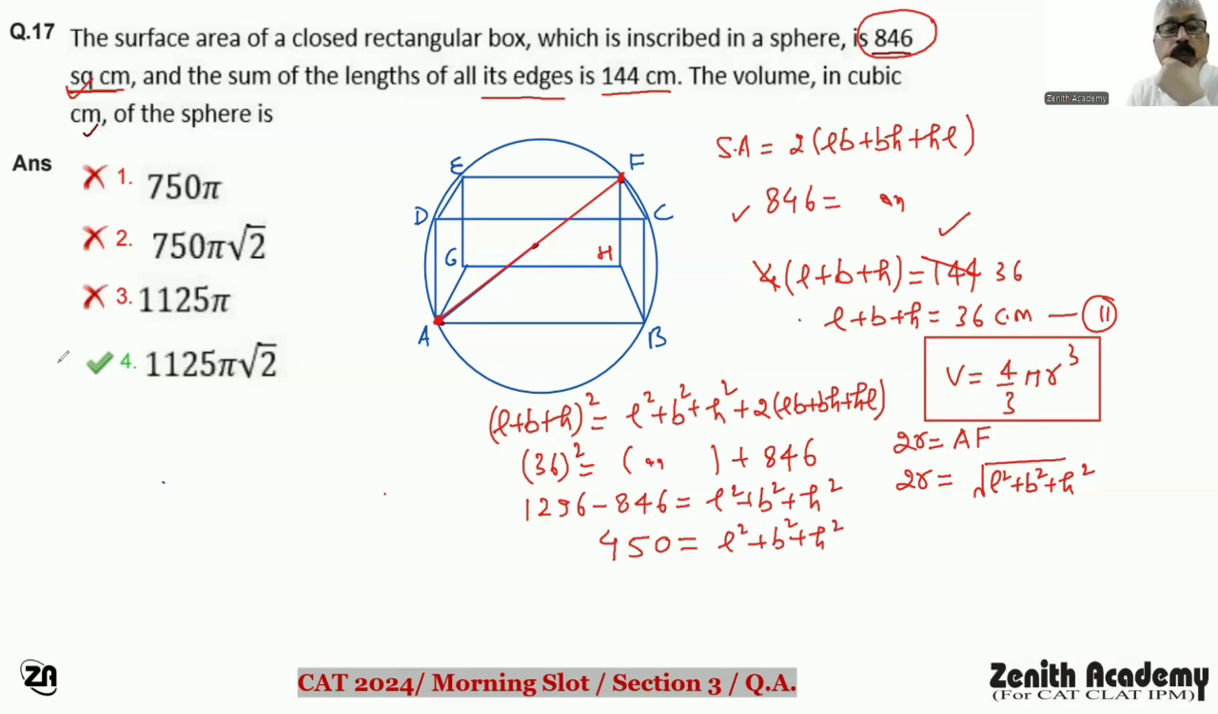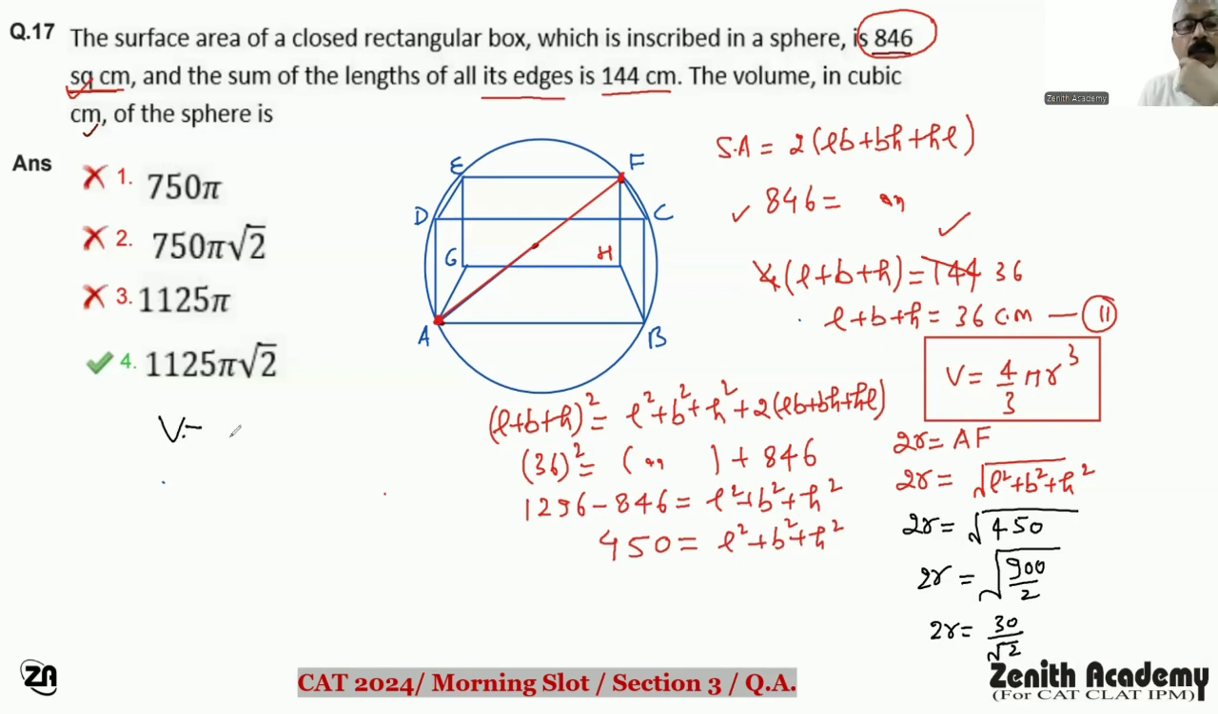So here 2R is equal to root 450. 450 I can take as 900 by 2. So 2R is 30 upon root 2. The value of R you have found. Use in formula. V is 4 by 3 pi R cube. R, from here you can write like this, R is 15 upon root 2, so 15 upon root 2 whole cube.